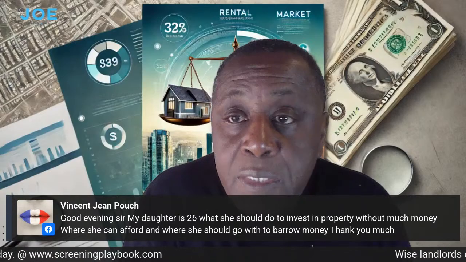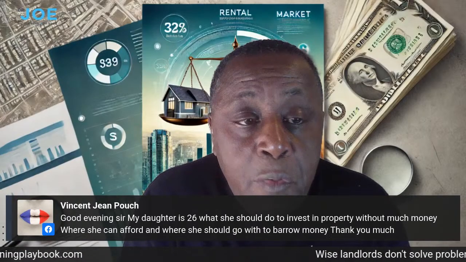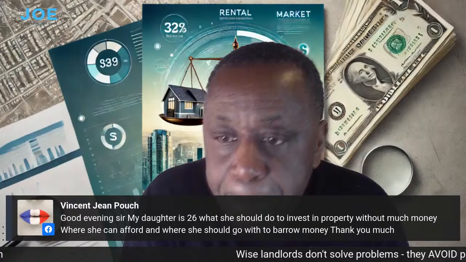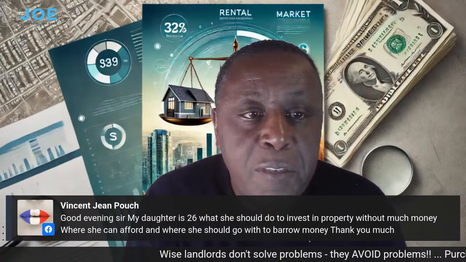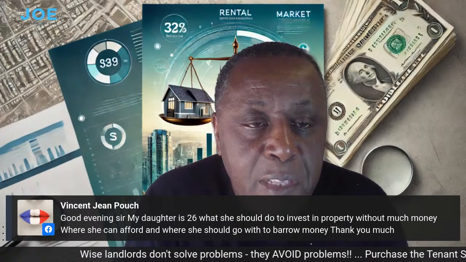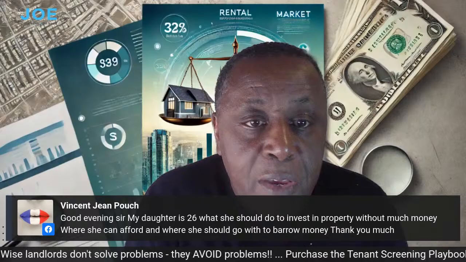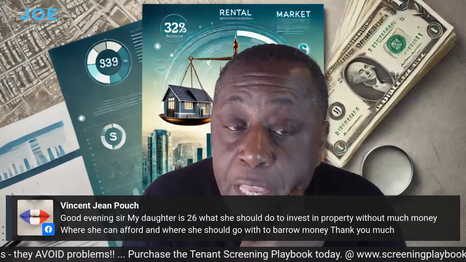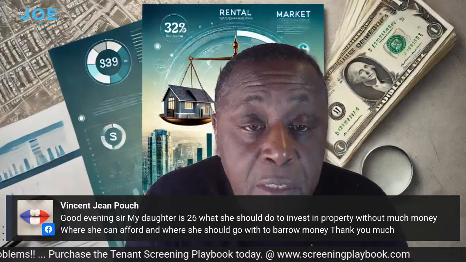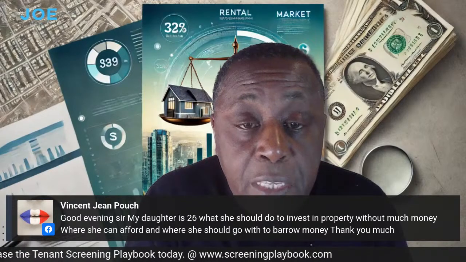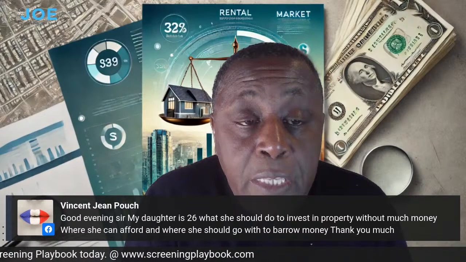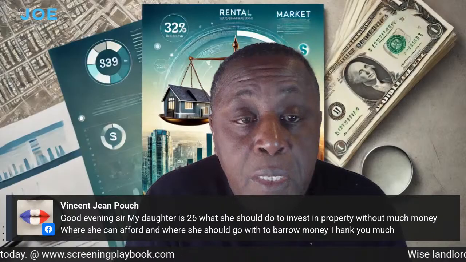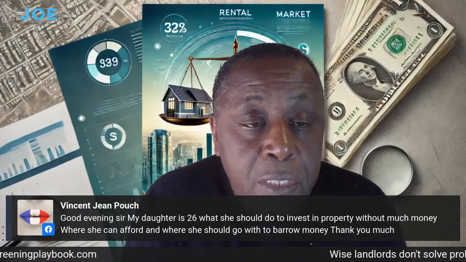So, depending on her budget, she's going to have to buy in places where her money goes further. She may not be able to buy in major cities if she's got a short amount of money. Then the next question becomes, is she looking to live there? Is she looking to just rent it out?